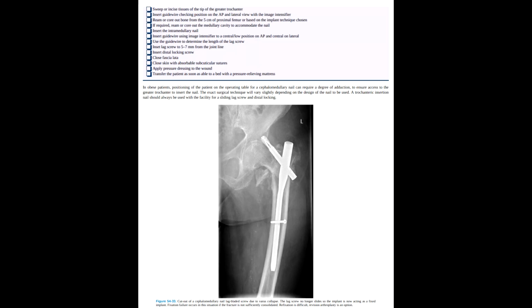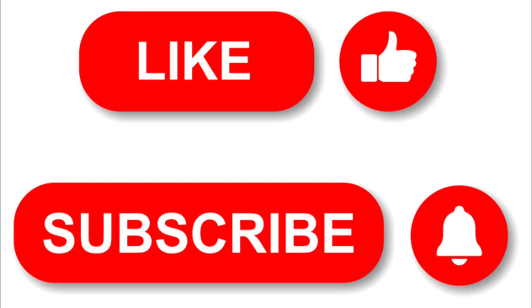At this point, a guide pin is inserted into the proximal femur and its correct position is confirmed under fluoroscopy. The pin should be placed slightly posterior on the AP view and centered on the lateral view, ensuring proper trajectory into the femoral head. Once the guide pin is satisfactory, the proximal femur is reamed and the intramedullary nail is inserted. The surgeon then uses the guide to determine the appropriate length of the lag screw.